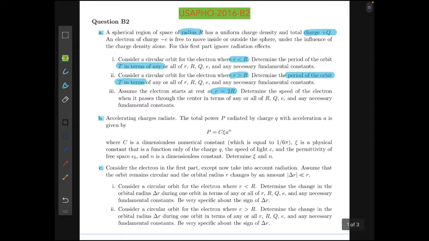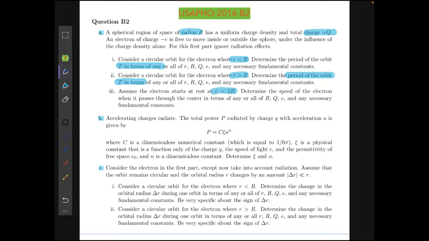Now consider the electron in the first part, except now take into account the radiation. Assume that the orbit remains circular and the orbital radius changes by an amount delta r, which is very small compared to r. Consider a circular orbit for the electron where small r is less than capital R. Determine the change in the orbital radius during one orbit in terms of the given quantities. Be very specific about the sign.